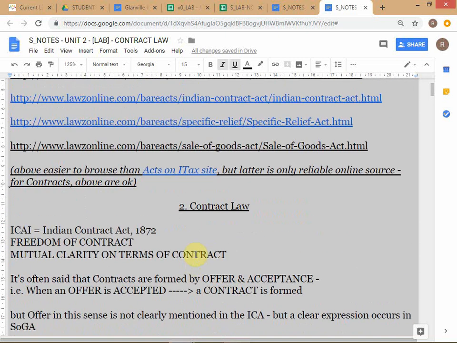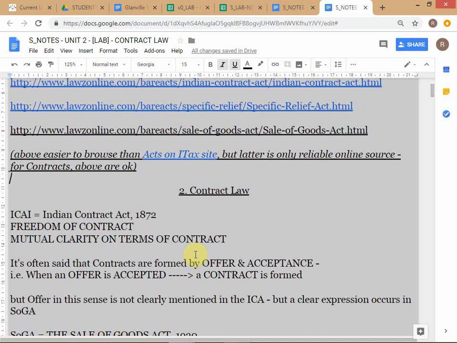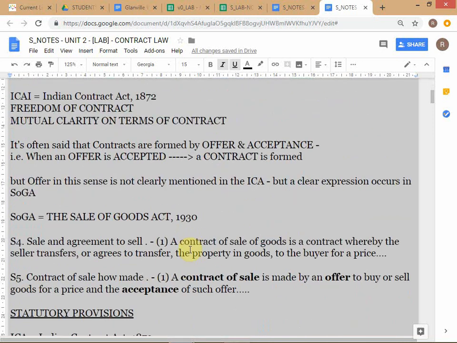All right, guys, let's start the contract law module. So essentially, some of these terms that you might hear in a discussion of capitalism, etc., and also this concept of freedom of contract.